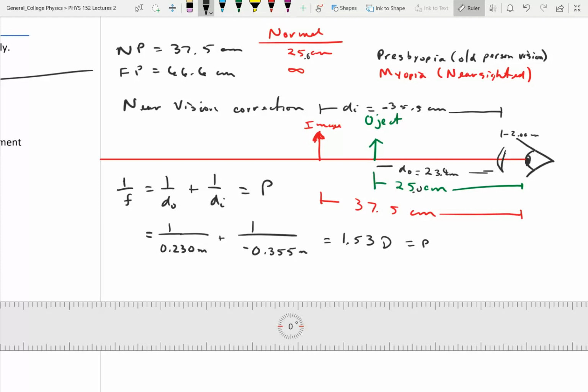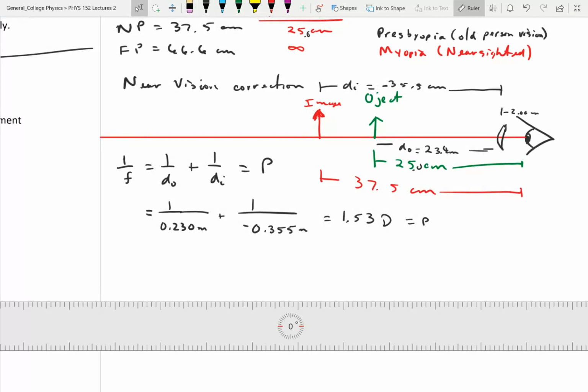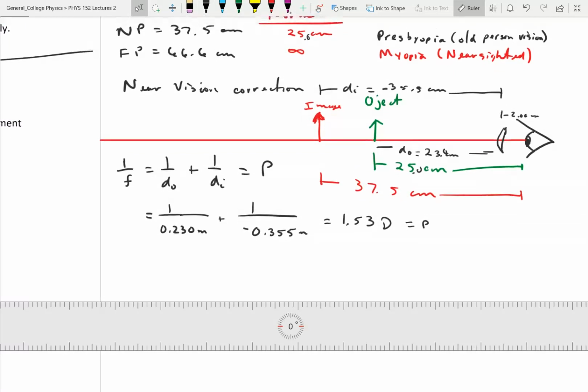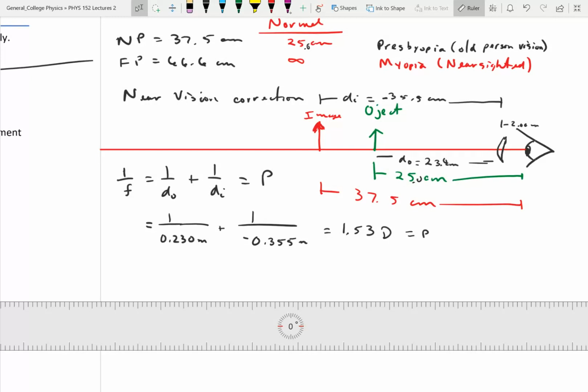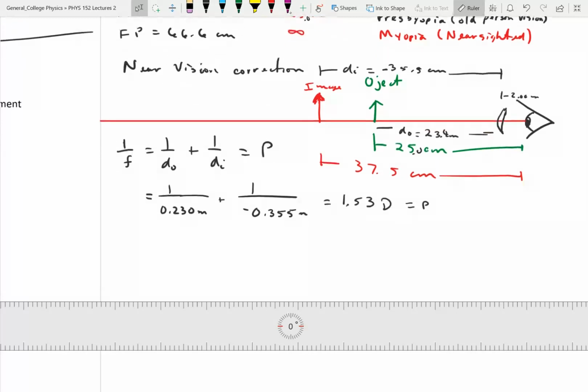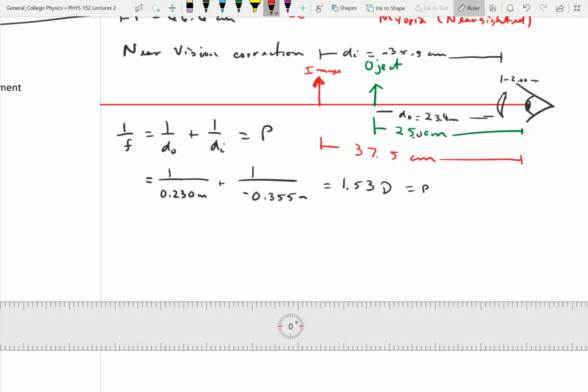Now, if it's 1.53, that's actually going to be this type of lens. Now, I'm going to have to review that. I'll probably still post this, but I was thinking that it was going to be the other type of lens. Oh, yes, yeah, no, that's fine. Now to correct for the far point. That was the near point correction. Now the far point correction. So far point correction.